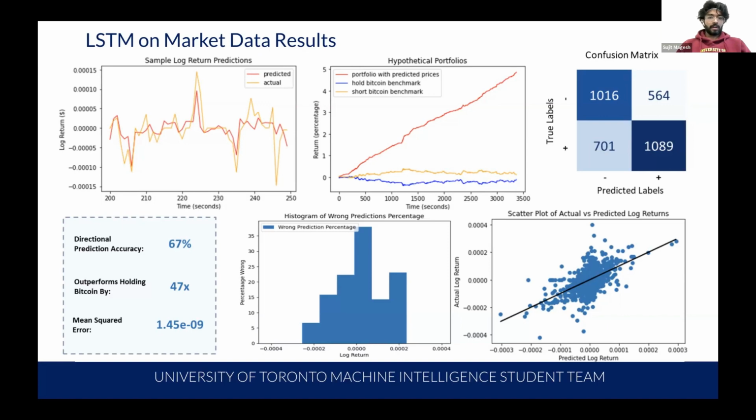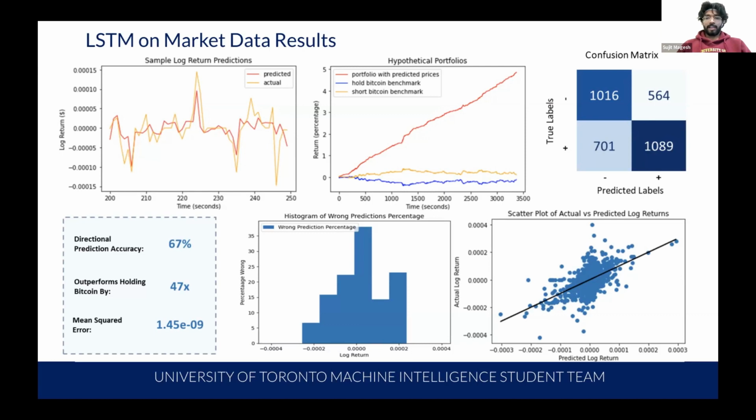The histogram down in the bottom middle here shows that the density of wrong predictions along the log returns kind of reaches its peak when the log returns are around 0. This is because when the price doesn't change much, it's difficult for the model to differentiate actual movement from just noise. So that leads to reduced model efficacy.